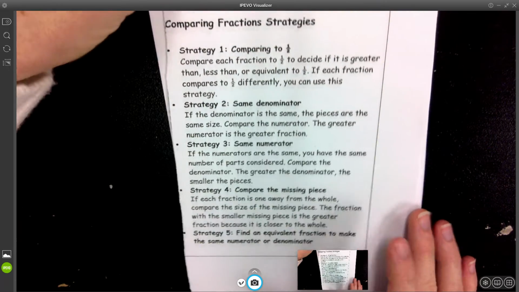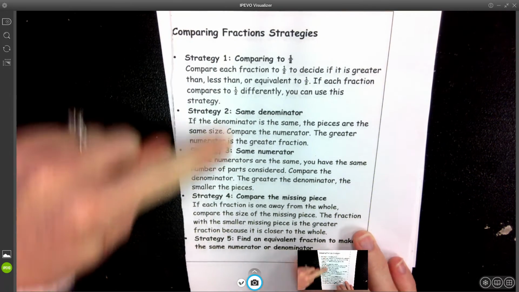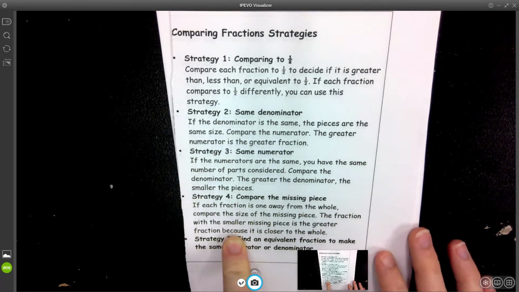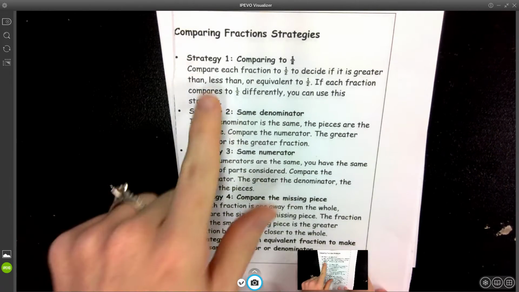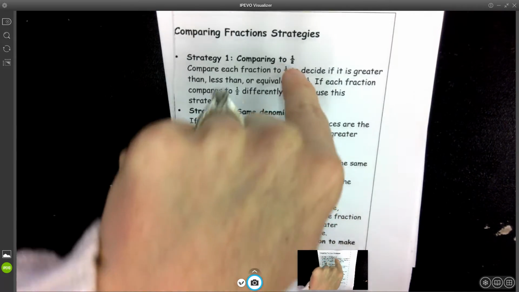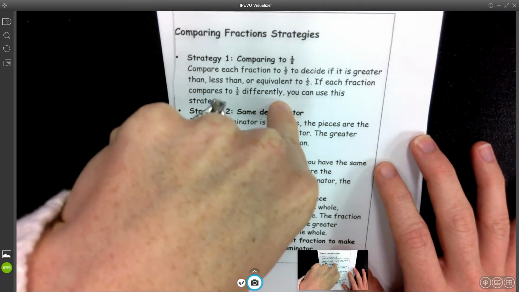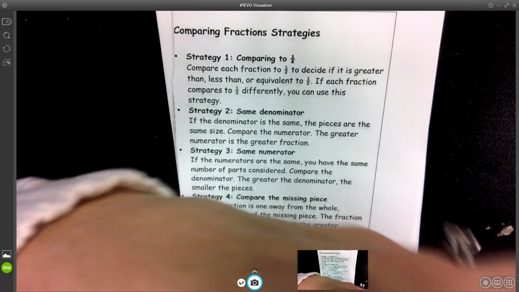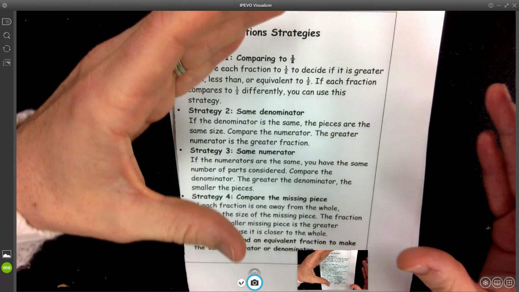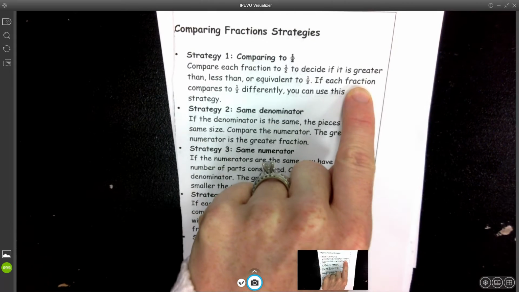So we are on a new standard, but it goes right along with equivalent fractions. So we have 5 strategies that can help us compare fractions and think, are they equivalent? Is one greater than? Is one less than? So we're going to look at the first one. So this week or last week, depending on when you did it, we had a little game where you would roll the dice and you would find a fraction and you would compare it to a half. So that's our first strategy to help us.